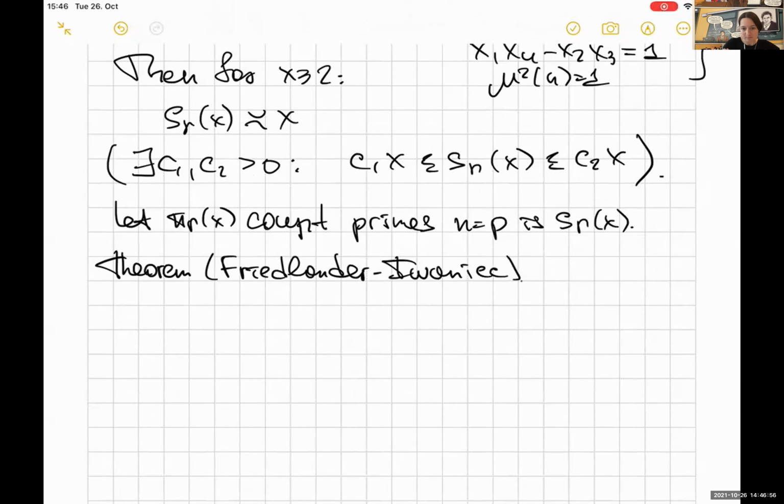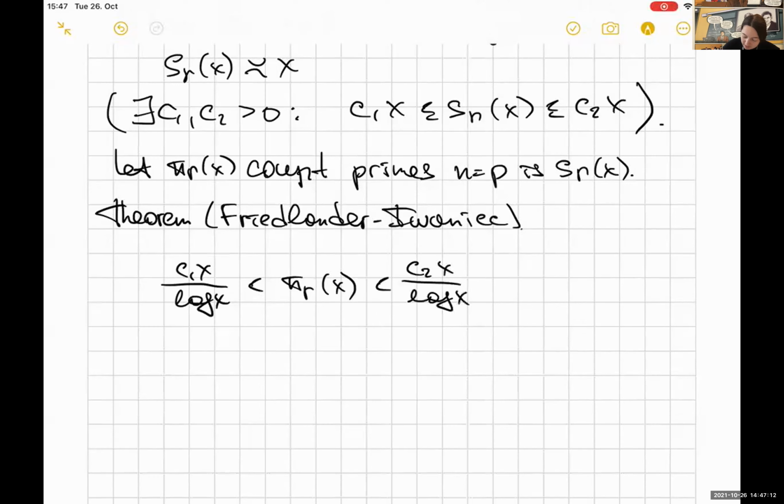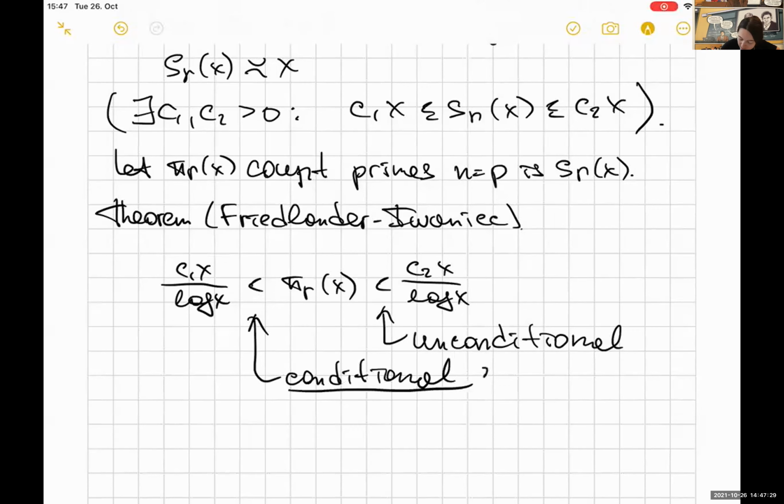Okay, so if we assume that some conjecture holds, then as x goes to infinity, we have the following bound. C1 x divided by log x is less than P sub gamma of x is less than C2 x divided by log x. And this one is unconditional. So the upper bound, as it often happens, is unconditional, but the lower bound is conditional, and this is the problem. So this is subject to the condition that I will tell you about.